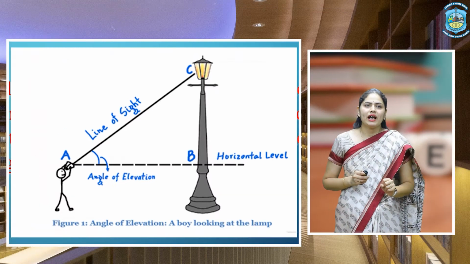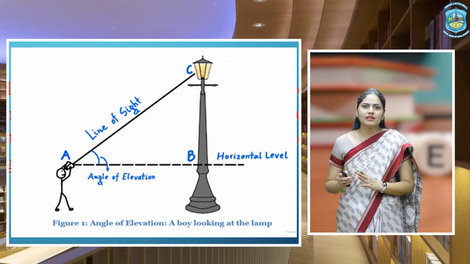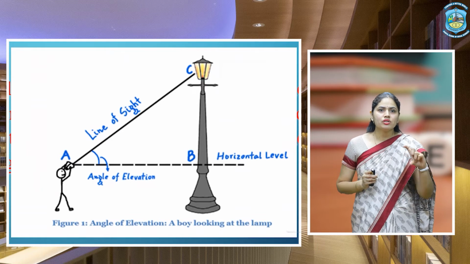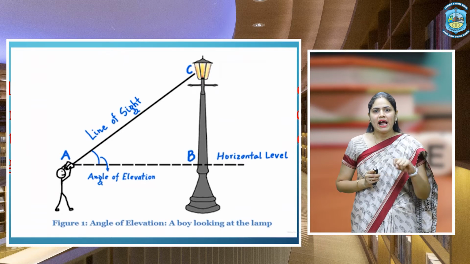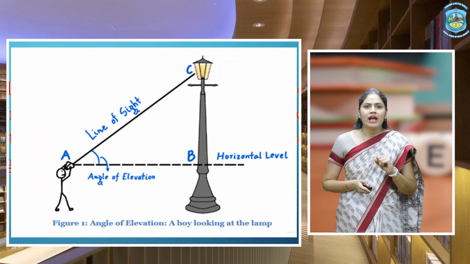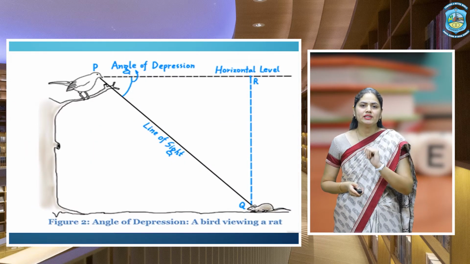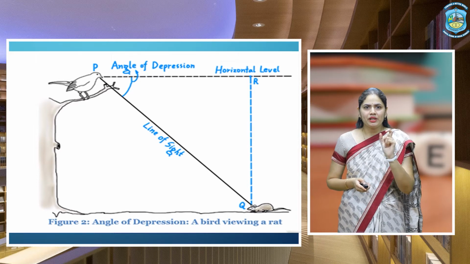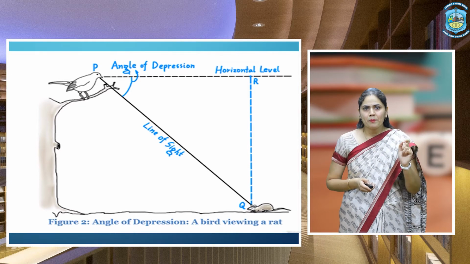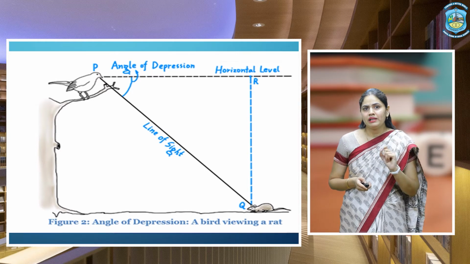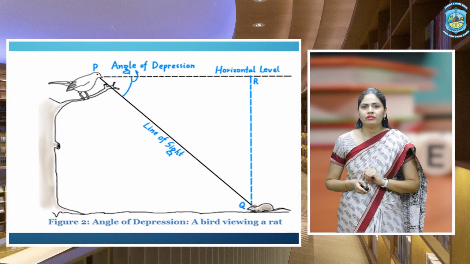The level is the line parallel to the ground passing through the observer's eye. AC is known as the line of sight, and angle A is called the angle of elevation. Similarly, you can see the next figure. PQ is the line of sight, PR is the horizontal level, and angle P is called the angle of depression.